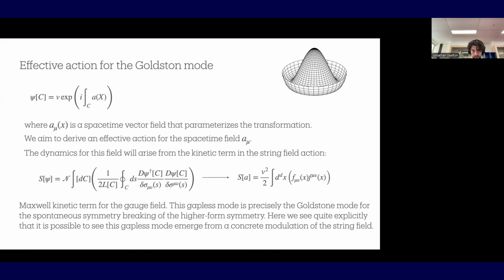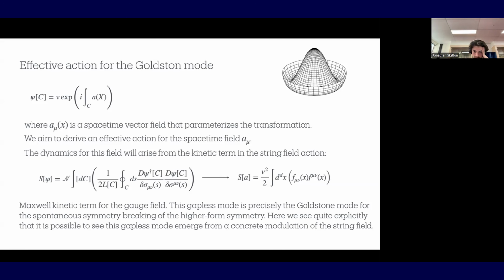So what you need to do is perform this integral over the space of curves, which is, again, I didn't really have time to go through all the steps, but you can do it. I think you need to go to Fourier space and use some normalization that nicely leads you to this action on the right. So what you obtain at leading order is the Maxwell kinetic term for the gauge field. And so as before, we can really see the presence of the Goldstone boson.